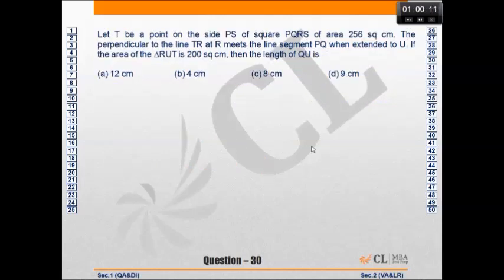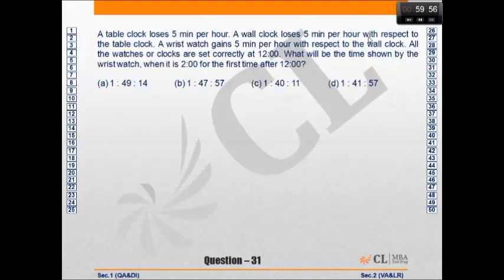Okay. T is a point on the side PS of square PQRS of area 256. The perpendicular to the line TR meets, I'll do it in round 2. Question number 30 is again a round 2 question. A table clock loses 5 minutes per hour. Clock says around 1 question usually for me. A wall clock loses 5 minutes per hour with respect to table clock. Okay. A wristwatch gains 5 minutes per hour with respect to wall clock.